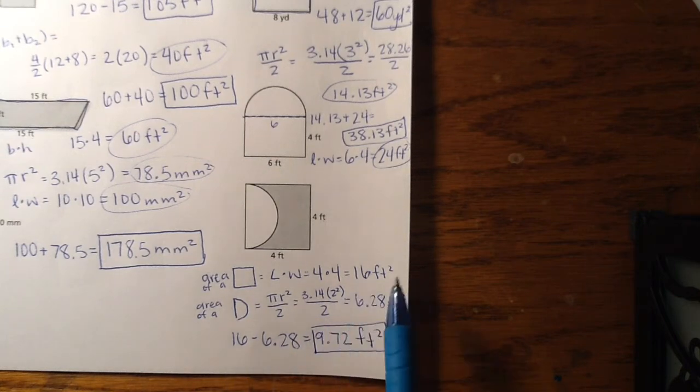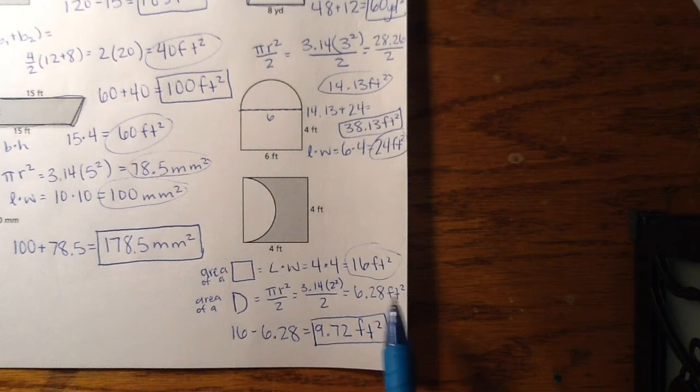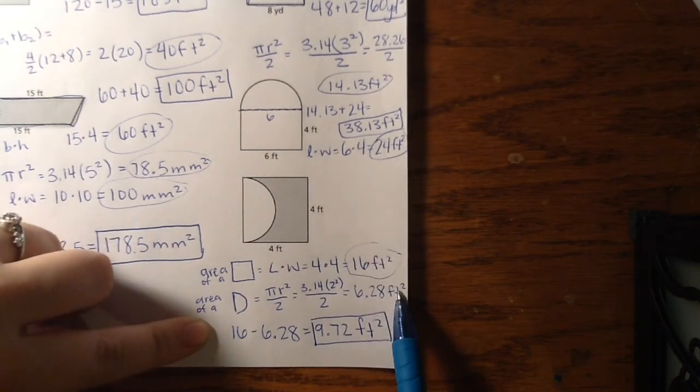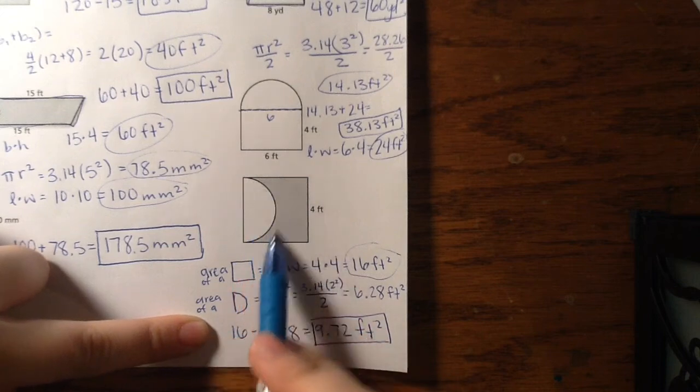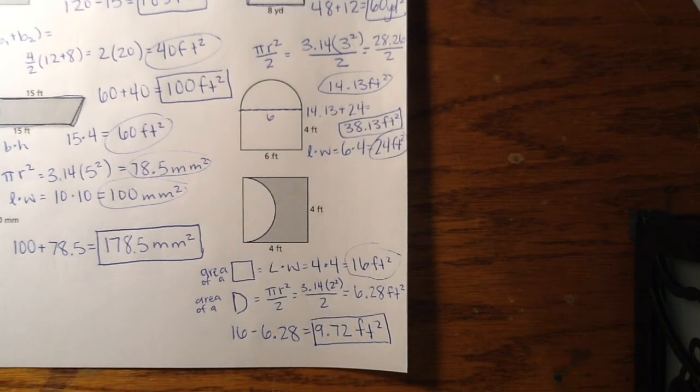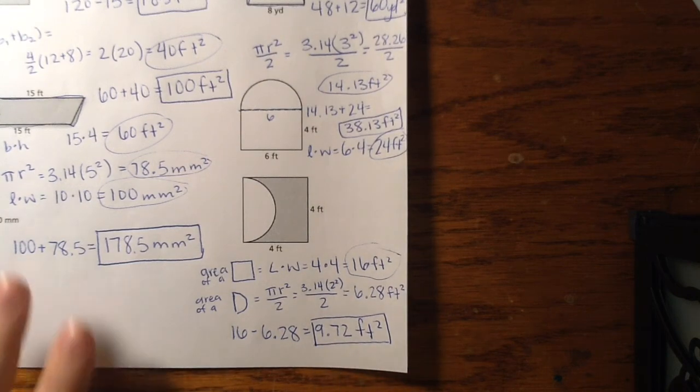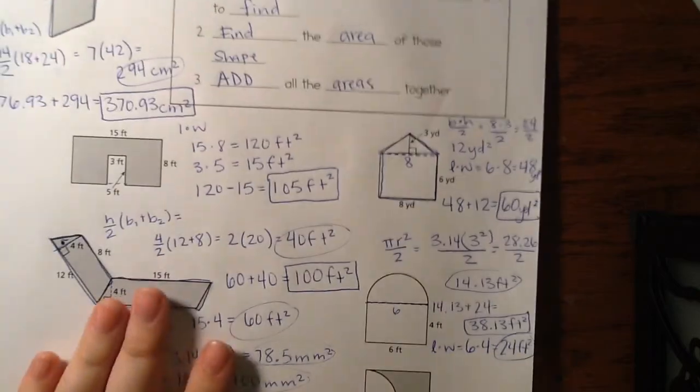Then we take this area and then we're going to subtract 6.28 from it because we don't want this non-shaded area. So 16 minus 6.28 equals 9.72 feet squared. Right. Good job, guys.